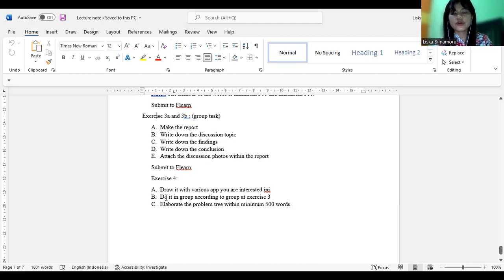And exercise 4, you have to draw, in the application that you are expert in, the problem tree approach, which can display the problem you gathered through exercise 1, exercise 2, or exercise 3. And then elaborate the problem within a minimum of 500 words. So exercise 3 and exercise 4 are connected because you need the information from exercise 3 to answer exercise 4.